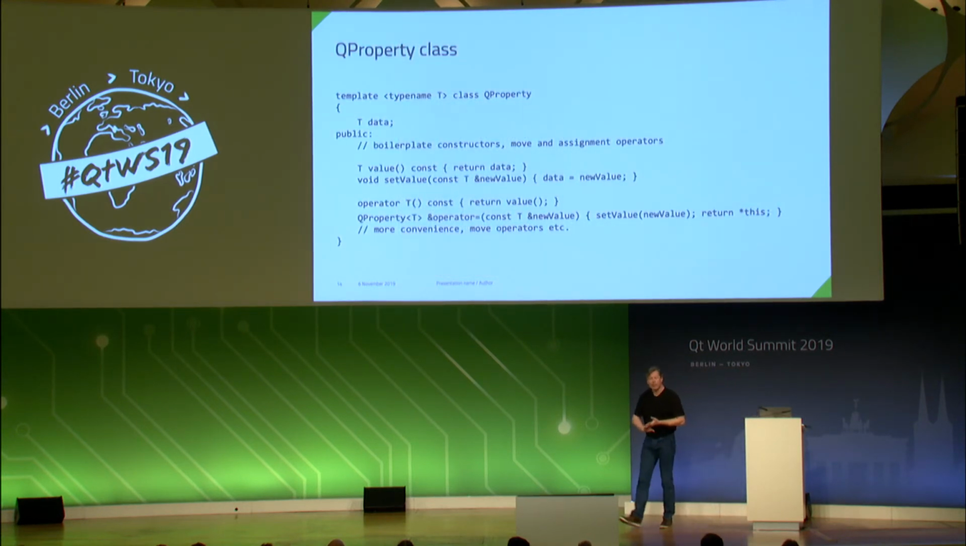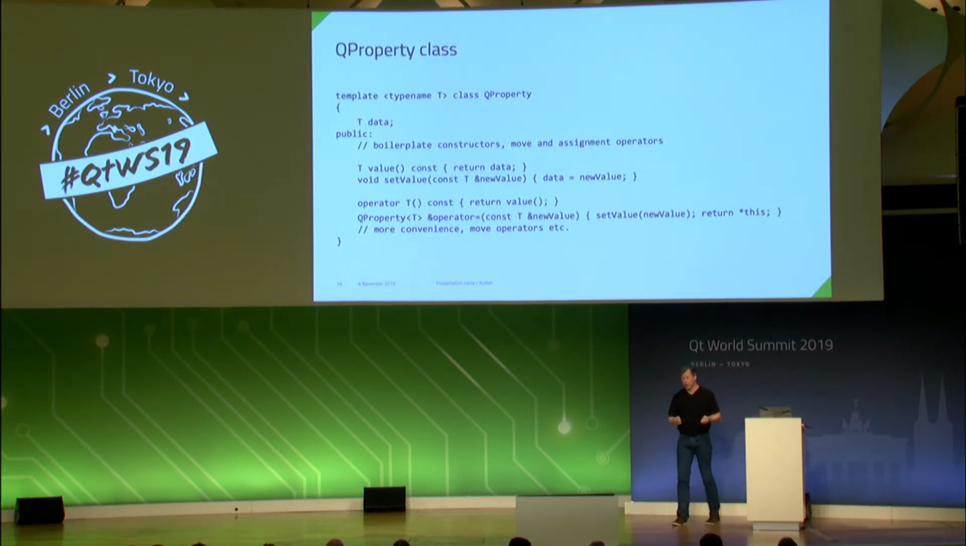So how do we implement such a QProperty class? Start off with a simple thing. Let's leave out bindings for the moment. Very simple boilerplate. You have a template class QProperty, you put in the data. You have a value and a setValue, one of them returning the data, the other one setting the data. And then some boilerplate constructors and stuff like that. And ideally, to make it really a property syntax, you have an operator T, which returns the value, and an operator equals, where you can assign the value. Of course, you can add move assignment operators and other things in addition.